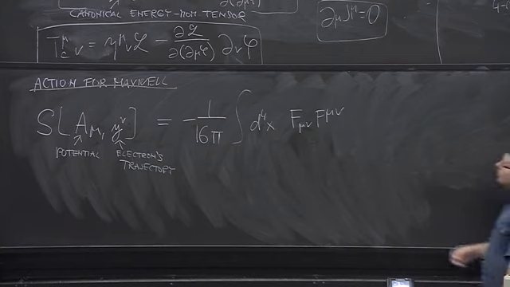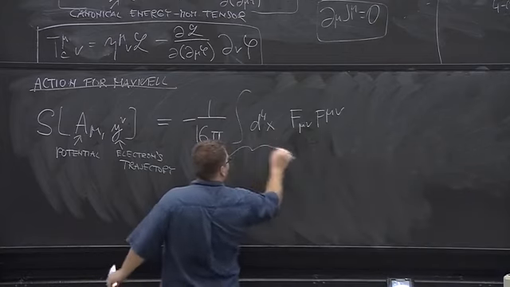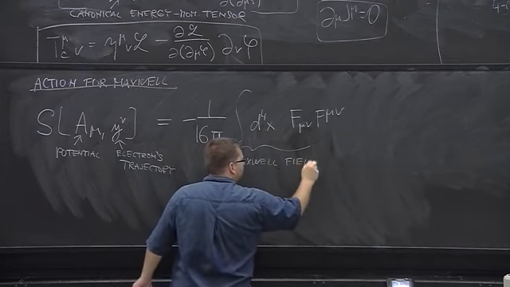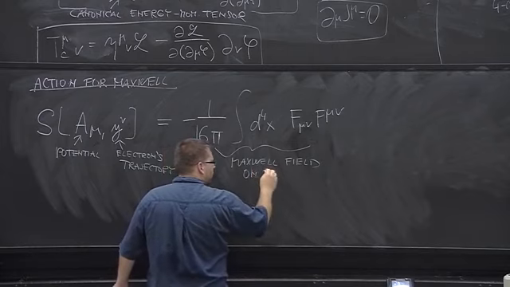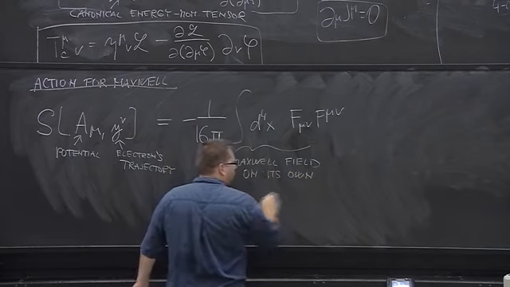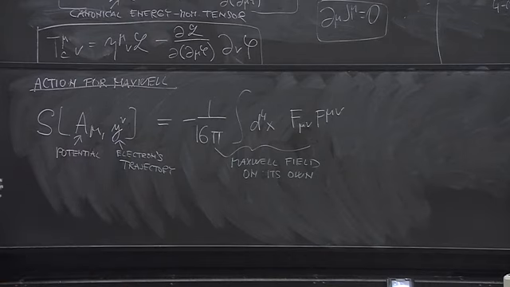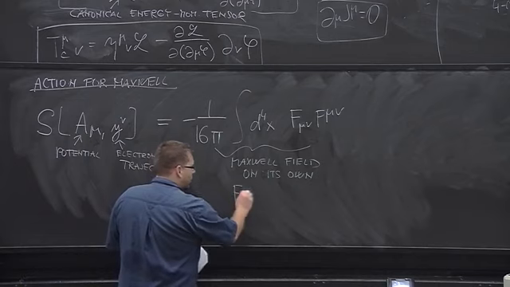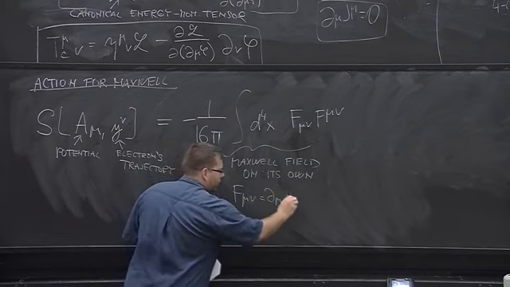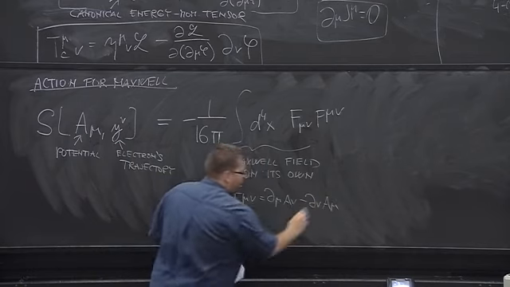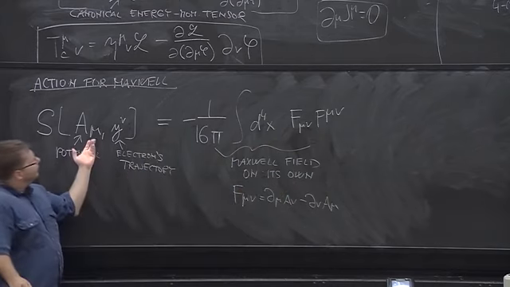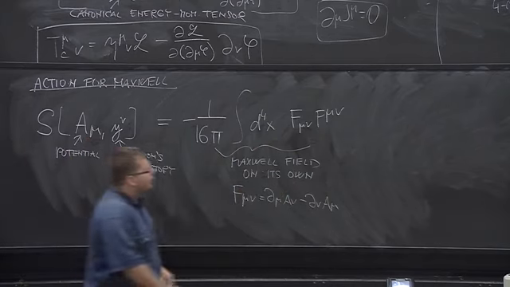Right? So this is just the Maxwell field on its own. But be careful. Here I'm writing it in terms of the field strength F mu nu, but this is a function of A mu. So really what I mean is that F mu nu is D mu A nu minus D nu A mu, right? So I have to plug it there and plug it here, and then I have it in terms of A mu. So that's the first term.